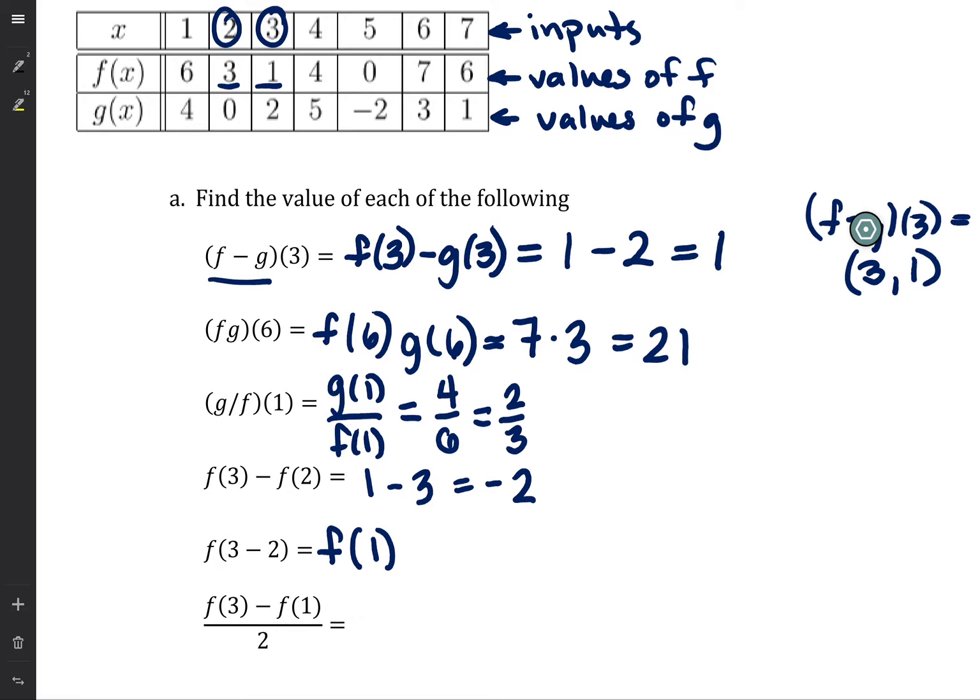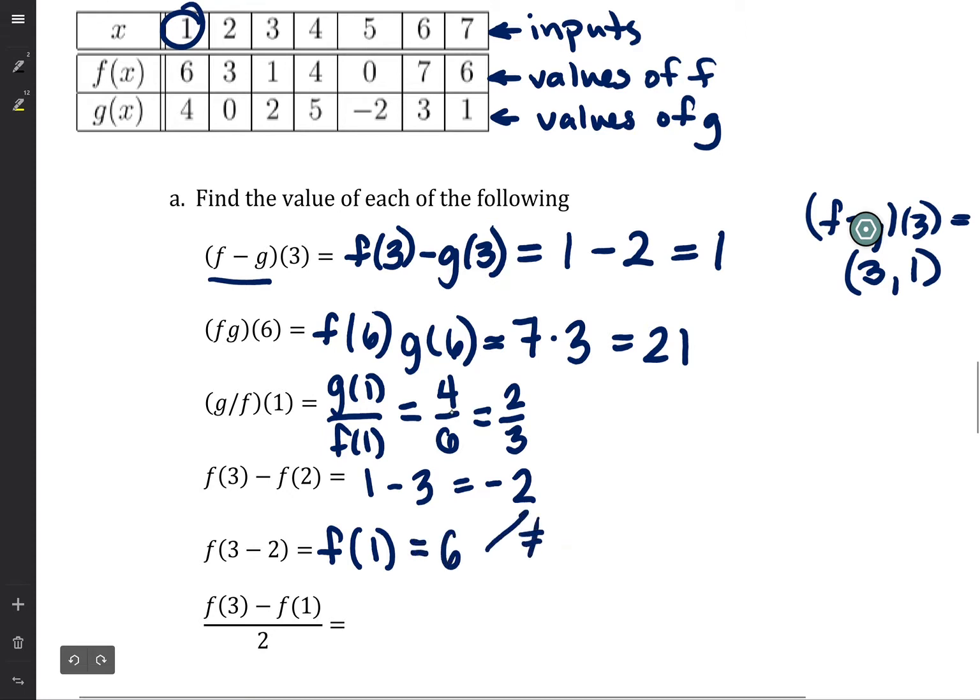So I'd first say, okay, what am I supposed to plug into f? I'm supposed to plug in 3 minus 2, which is really just 1. So now I go back up to my table and I say, okay, what is f of 1? It's 6. Notice that these are not equal. And what I'm really trying to push here is that f functions don't distribute.